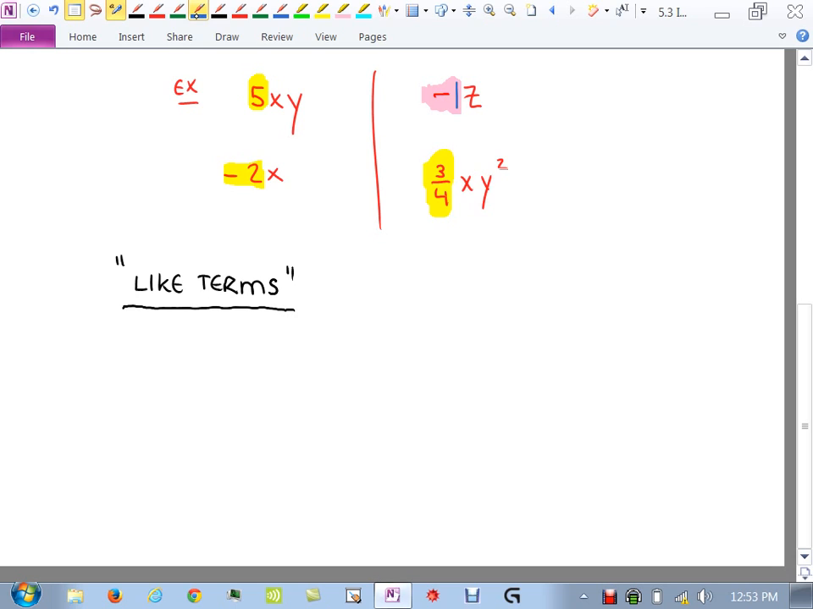For two terms to be like, they must have the same variables. Okay? They must have the same variables. And then also the same powers or exponents on the variables. That's what it will take for us to say two terms are like.